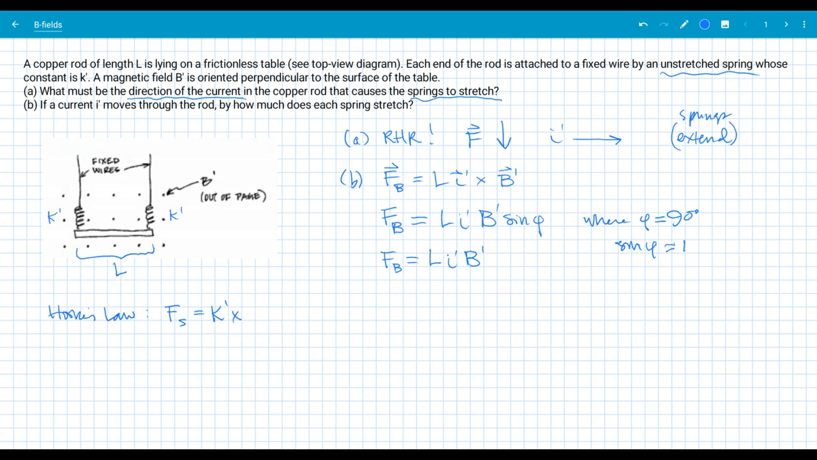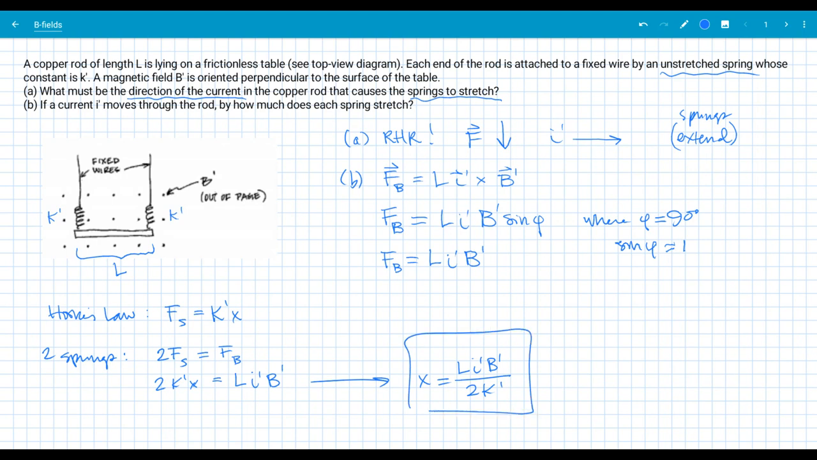So we have two springs, right? This matters. We have one rod and two springs. So that tells me that the spring force is going to be doubled, right? That's equal to the magnetic force. Those magnitudes are going to be equal. So I can say 2k prime x is equal to my magnitude of my magnetic force, which is L I prime B prime. And then I simply solve for x there, and I'm able to express x as L I prime B prime over 2 k prime.